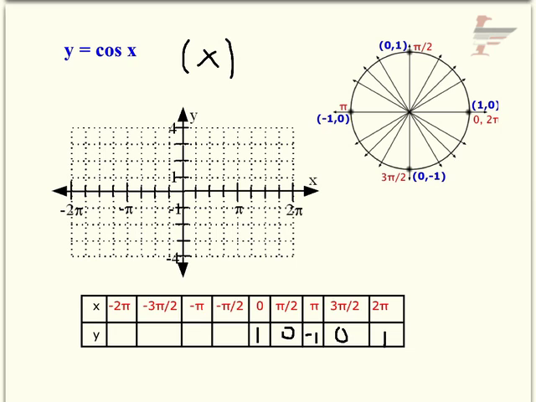Cosine of pi halves, cosine of pi, cosine of 3/2 pi, cosine of 2 pi, and then I'll go negative, so I'm going clockwise. Cosine of negative pi halves, cosine of negative pi, cosine of negative 3/2 pi, and cosine of negative 2 pi. And then I will graph all of these, starting with negative 2 pi, 1, negative 3/2 pi, 0, negative pi, -1, negative pi halves, 0, 0, 1, pi halves, 0, pi, -1, 3/2 pi, 0, and 2 pi, 1.